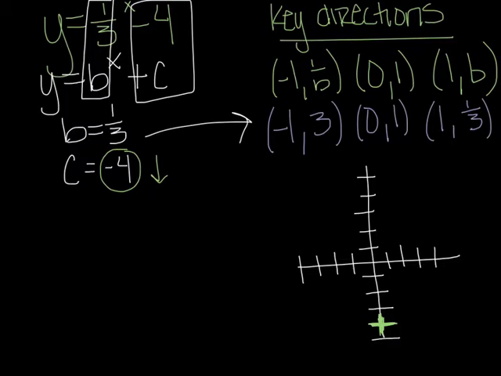So we'll begin with (-1, 3), which tells me to travel left 1 and up 3. So from the crosshairs, I travel left 1 and up 3 units. My next key direction tells me to travel right 0 and up 1. So from my new crosshairs, I travel to the right 0 and up 1.